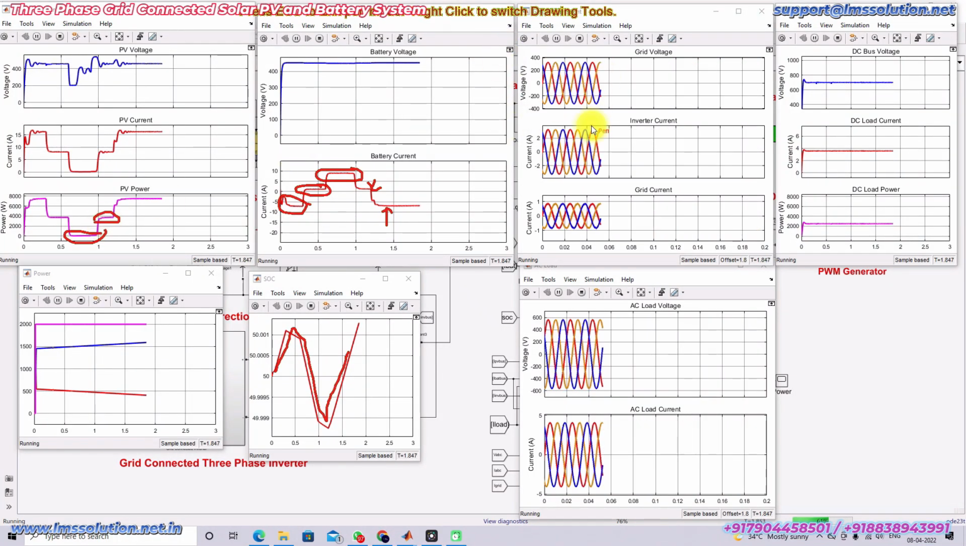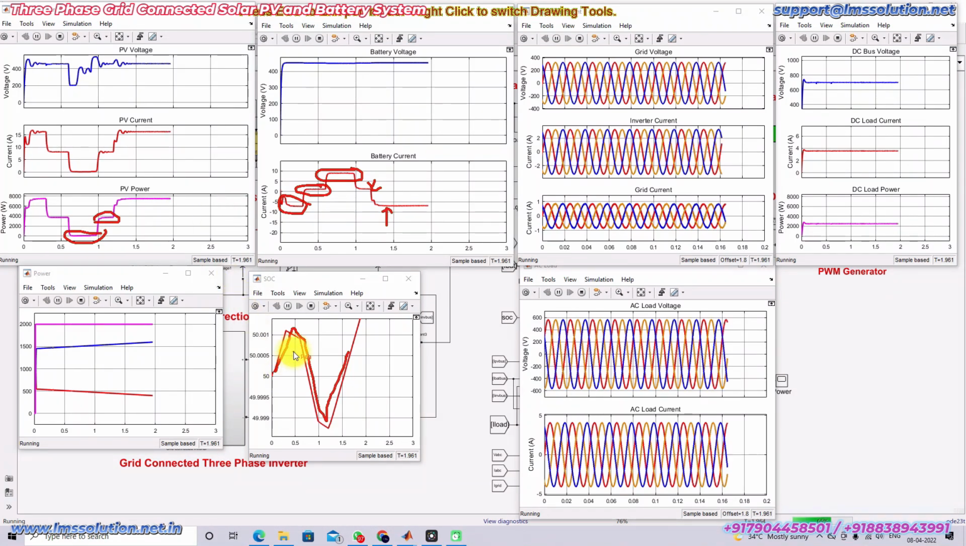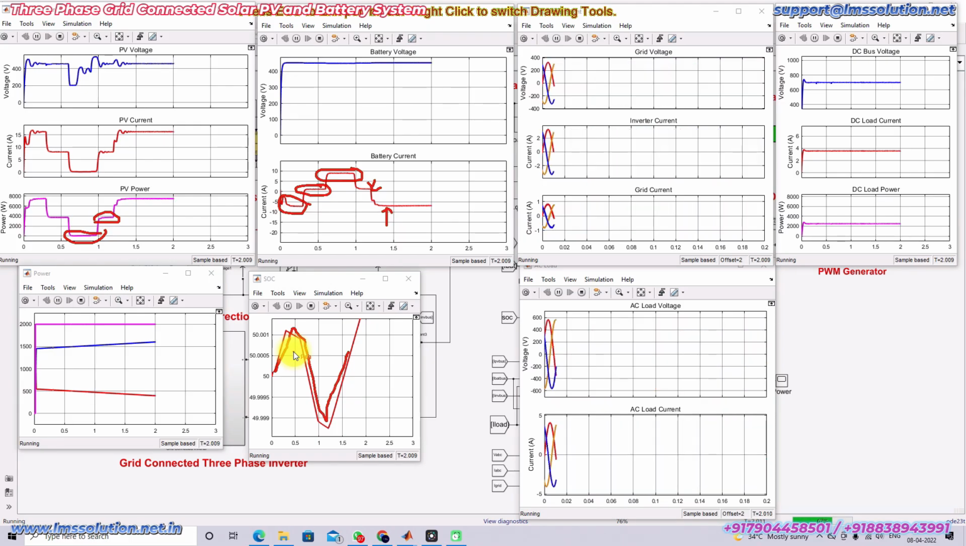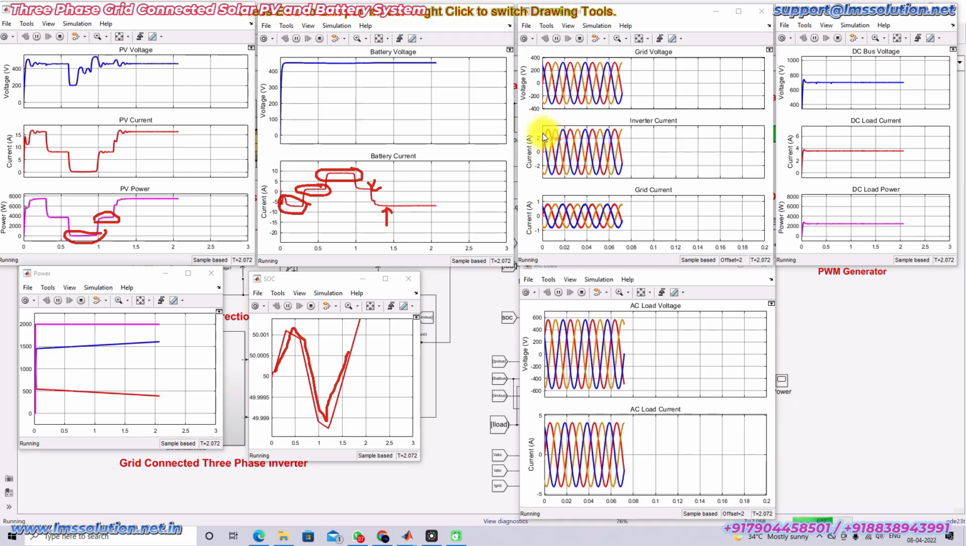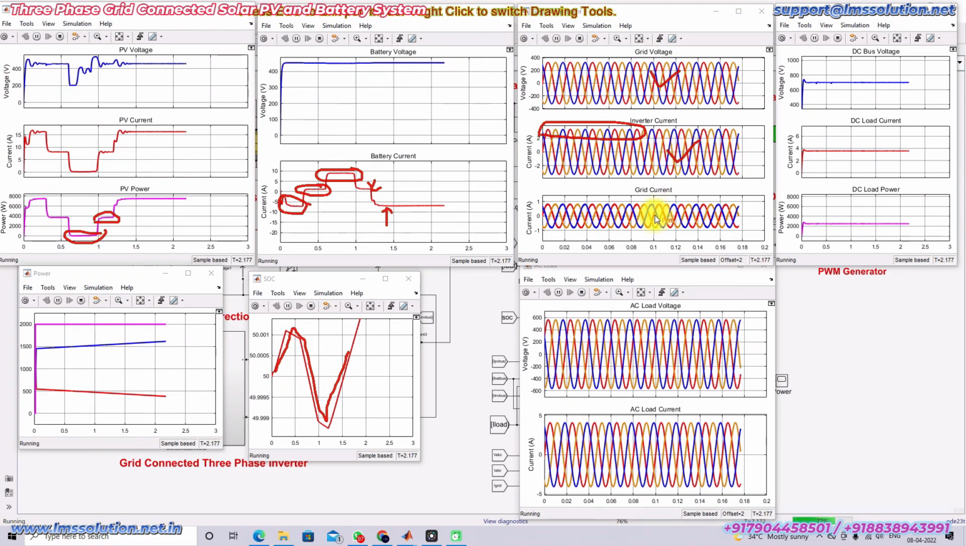Now we can see the grid voltage, inverter current, and grid current. Here you can see the condition of the PV and the SOC is greater than 10 percentage. In this condition we are sending power to the grid only, that means grid and AC load only. The inverter current is within 3 amps. Here you can see that the peak amplitude of the inverter current is maintained at 3 amps.